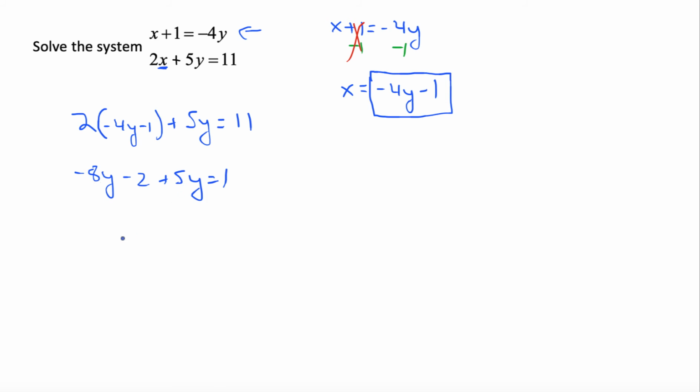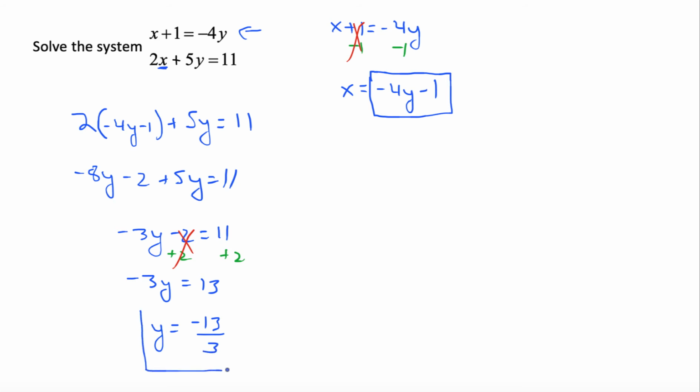Negative 8 plus 5 is negative 3. We can add the 2 to both sides here, okay? So when we add the 2 to both sides, we end up with 13. So negative 3y equals 13. When we divide both sides by negative 3, we get y equals negative 13 over 3.